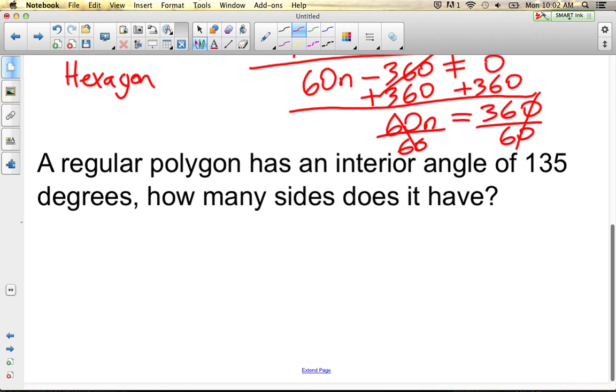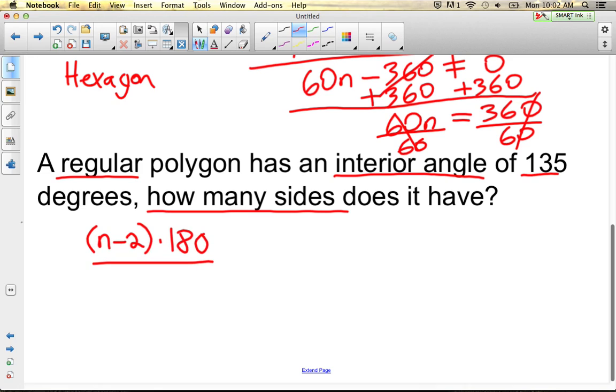Let's try the next one. A regular polygon, again, keyword here regular, has an interior angle of 135 degrees. How many sides does it have? Start off with our formula. (n minus 2) times 180 divided by n. And the reason why I'm using this again is because I see the word regular and interior angle. They only want one, and they told us what it's equal to already. So let's set it equal to 135.